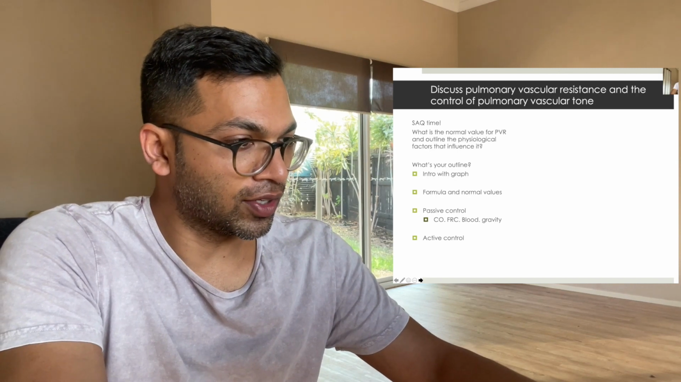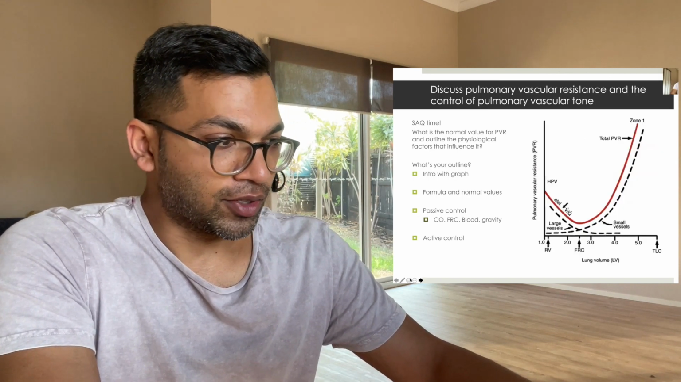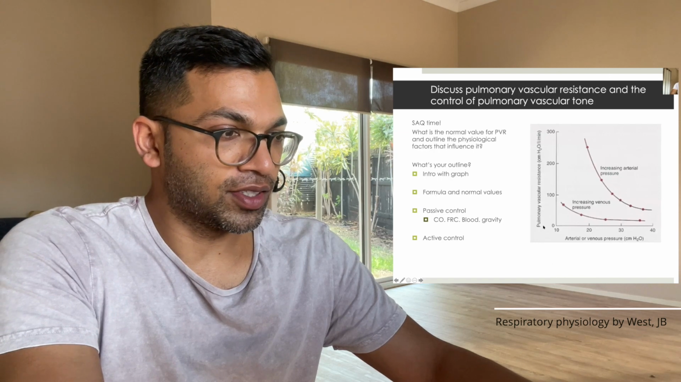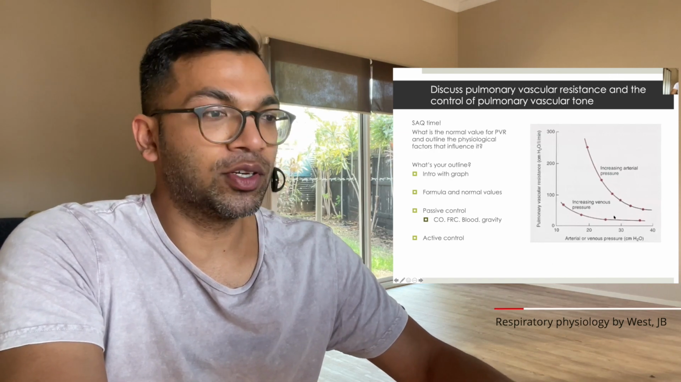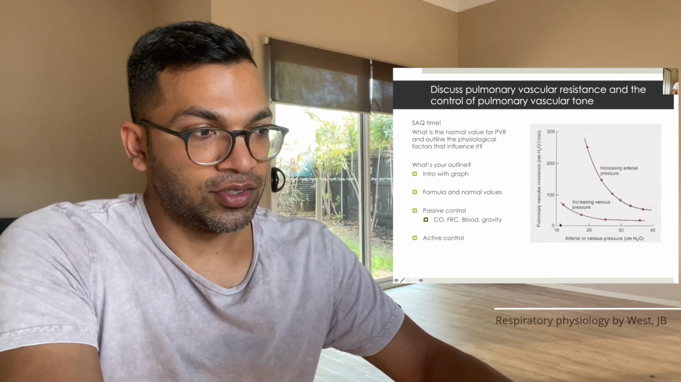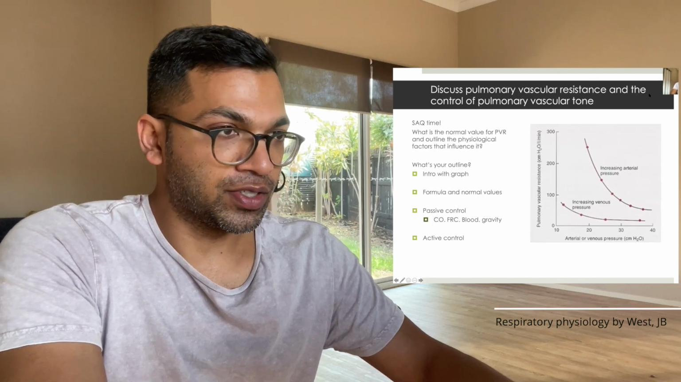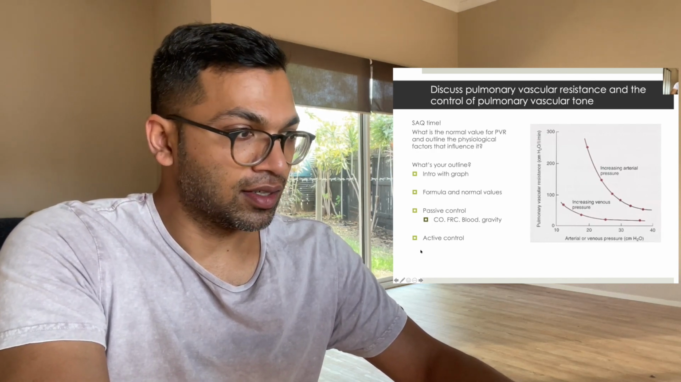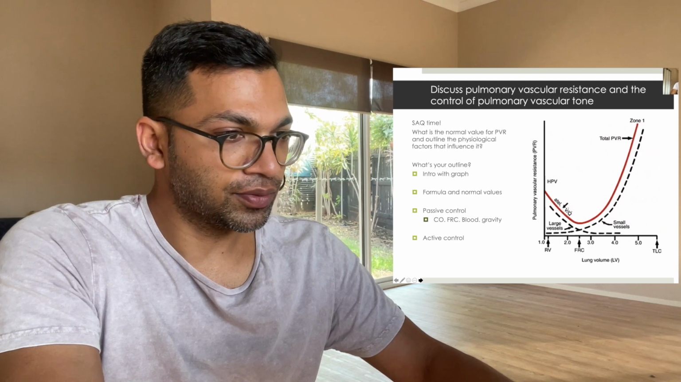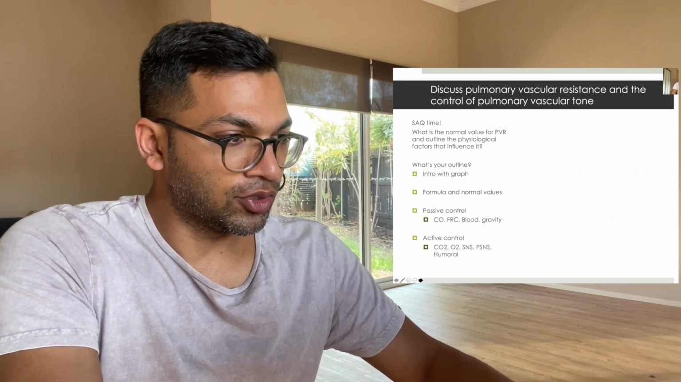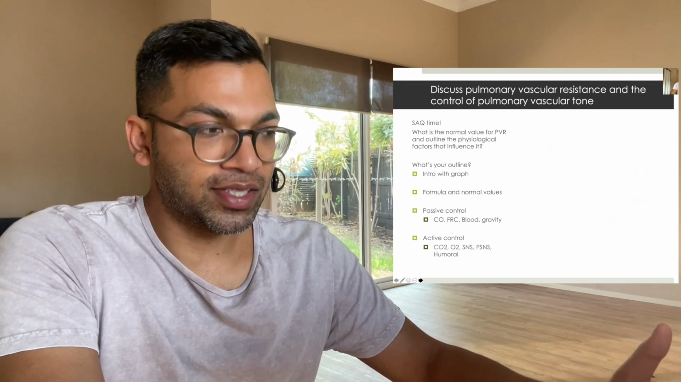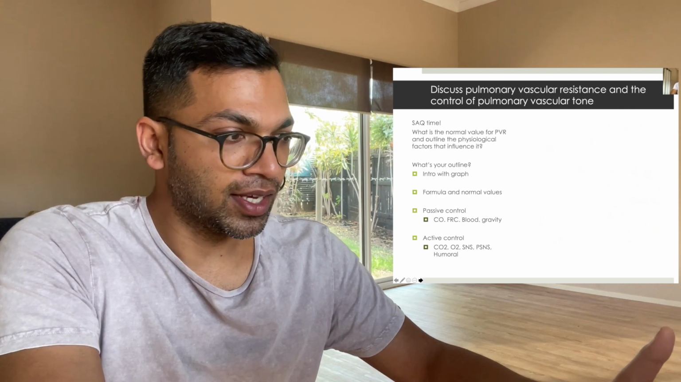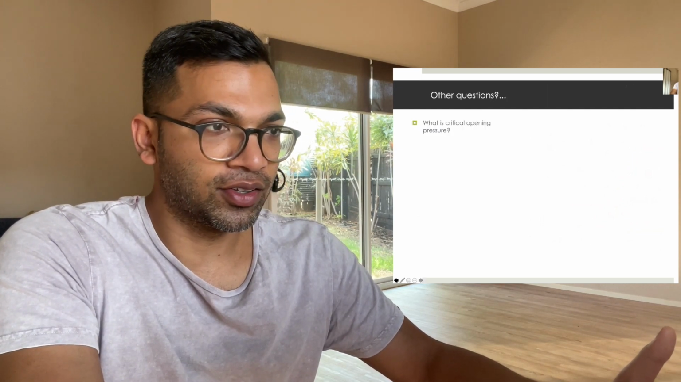So active control I've got here, and there's the first graph just for everyone: as you increase your pressure, the pulmonary vascular resistance actually decreases. Active control: CO2, oxygen, sympathetic nervous system, parasympathetic nervous system, humoral mechanisms, and then there's always drugs as well. Most of your vasopressor drugs will actually increase your vascular tone in your pulmonary system as well, unfortunately.